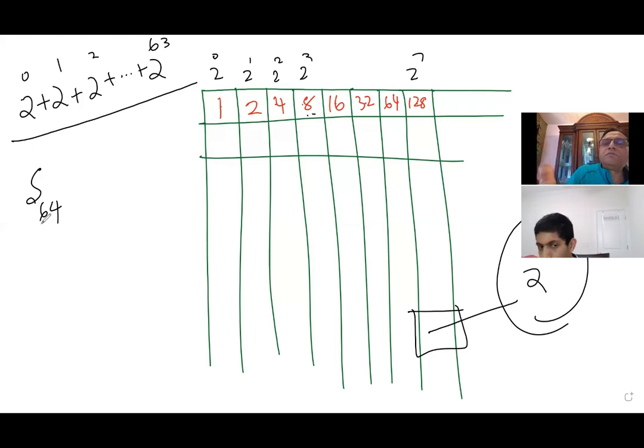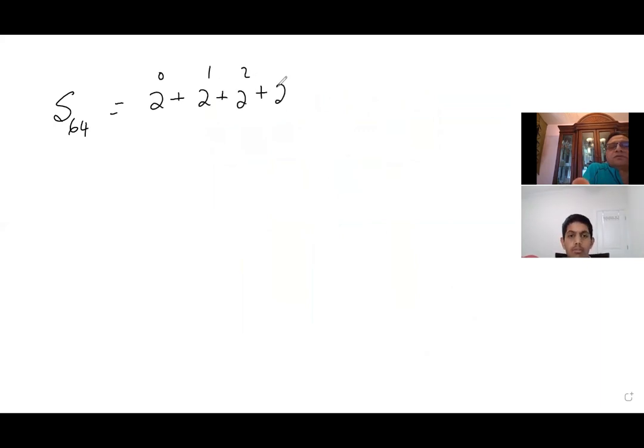So let me make a fresh page to give you this problem. We have to find the sum of 64 numbers which start with 2 to the power of 0 plus 1 plus 2 plus. Tell me, how will you find the sum of this series?